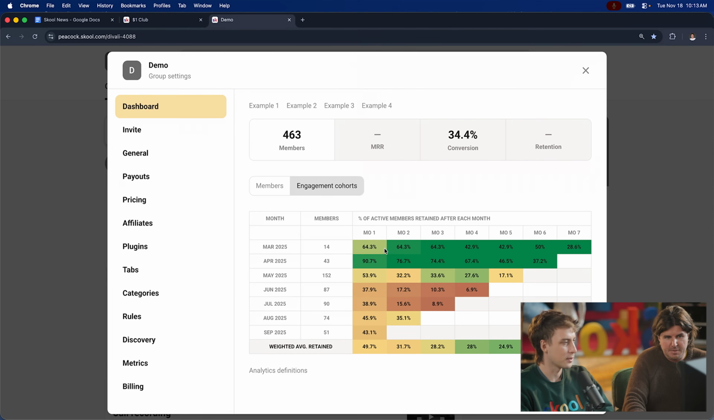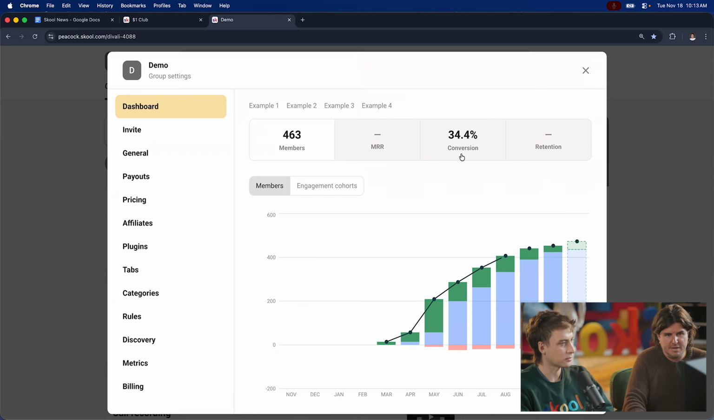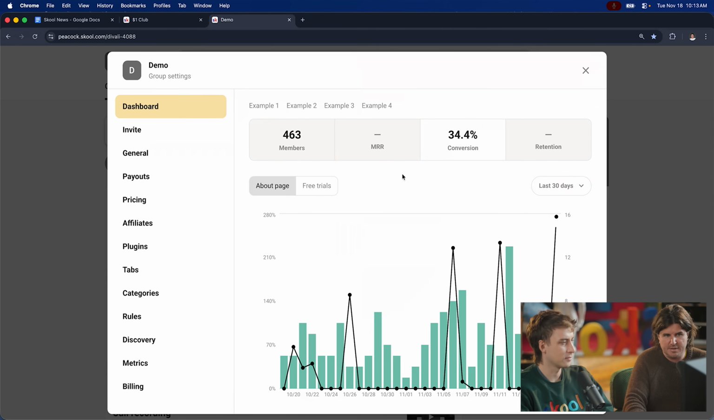Yeah. Then month two, how many? Month three, how many? Month four, how many? And it tracks them over time, right? So this will work for both free and paid groups, and it purely looks at engagement, how many members come back and engage over time. But yeah, you won't have the financial information, but you still have your conversion rate and all of that.